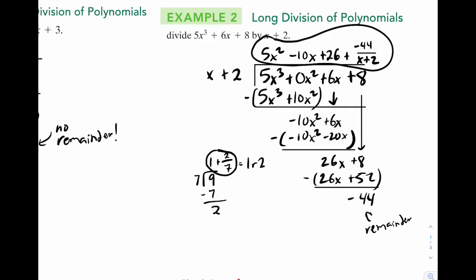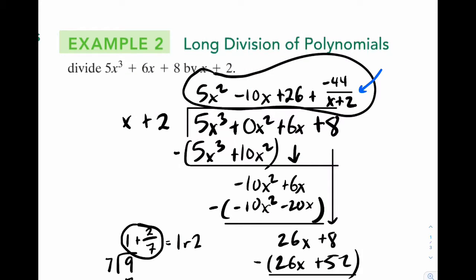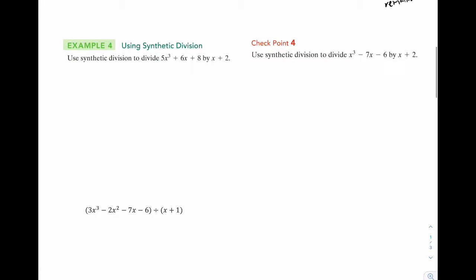So for your notes, we can add this little thing right here. This piece is going to be remainder divided by divisor. Okay, so that should have been pretty straightforward.